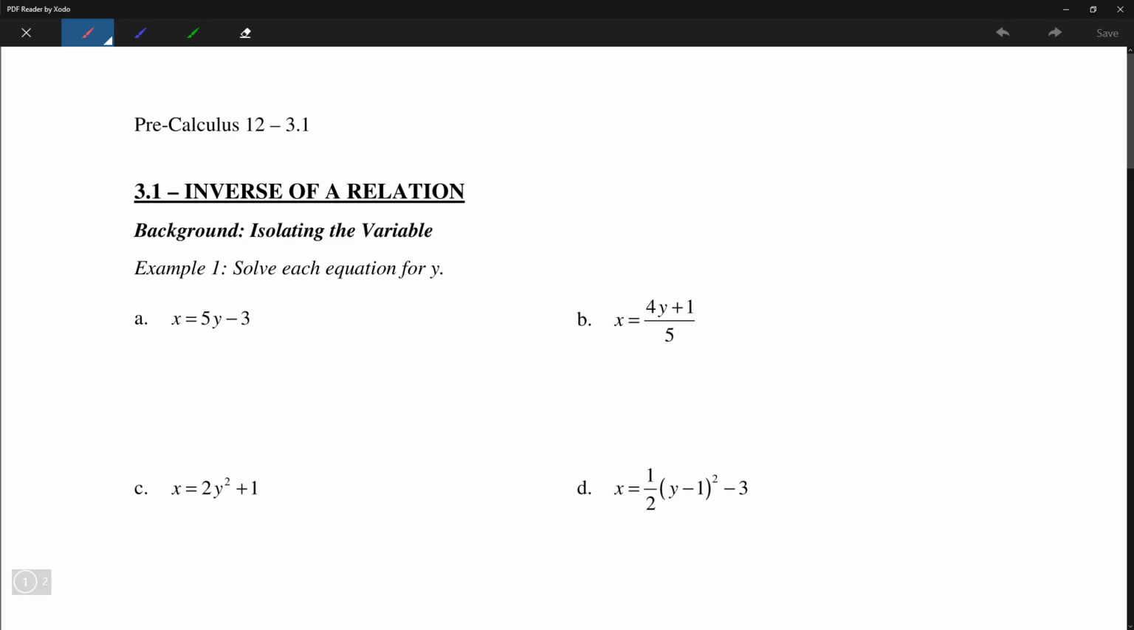So the first step here is to add 3 to both sides, and we have x plus 3 is equal to 5y. And then afterwards we can divide both sides by 5, so we have y is equal to x plus 3 all over 5.